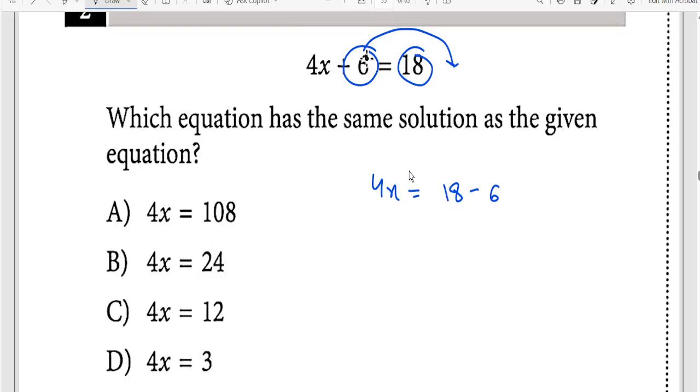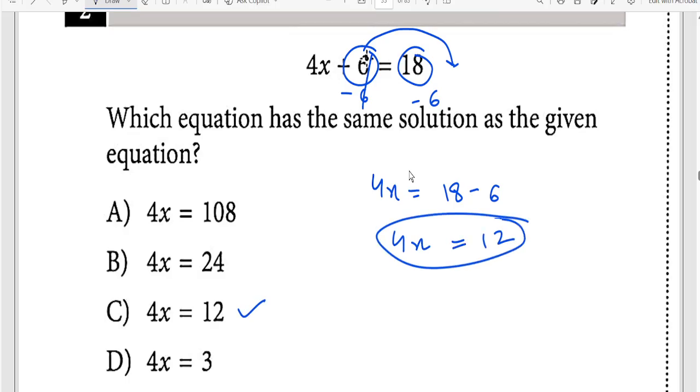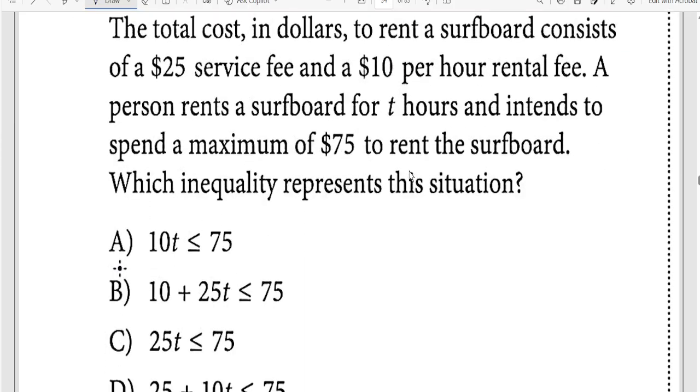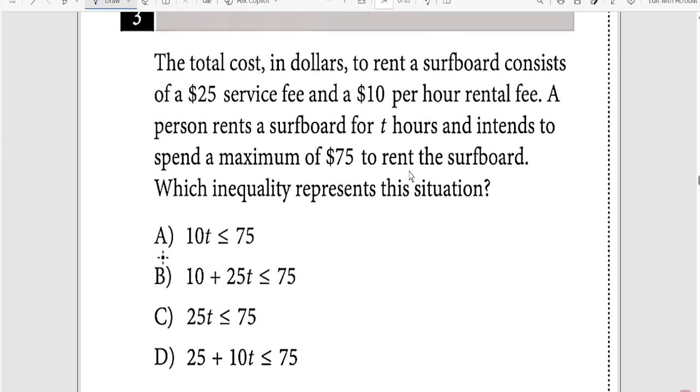It is positive 6, it will become negative 6. Or you do it on both sides, you do minus 6, same thing, right? So this 18 minus 6 is 12. So that means these two are the same equation, so they will have the same solution, isn't it? Okay.